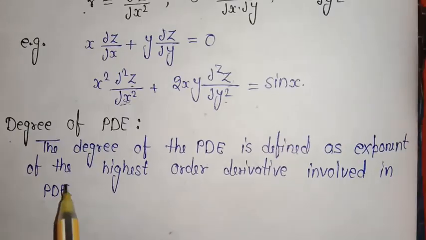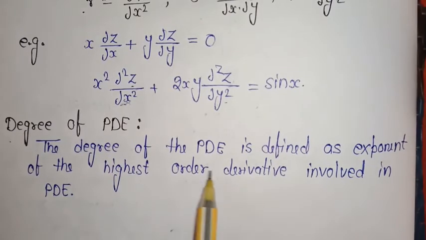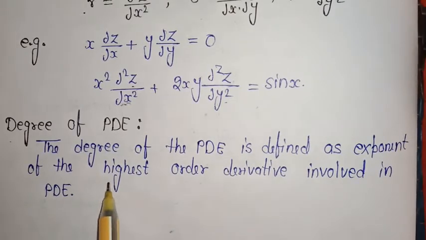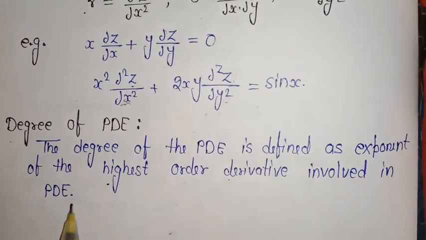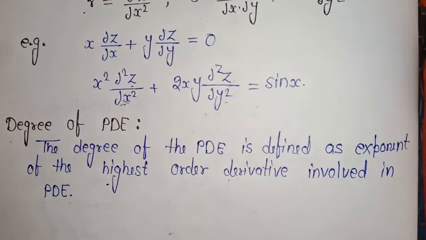So now we will discuss what is the degree of a PDE. The degree of the PDE is defined as the exponent of the highest order derivative involved in the PDE. That is, we have to see what is the highest order derivative involved in the PDE, and we have to see just the exponent of that derivative.